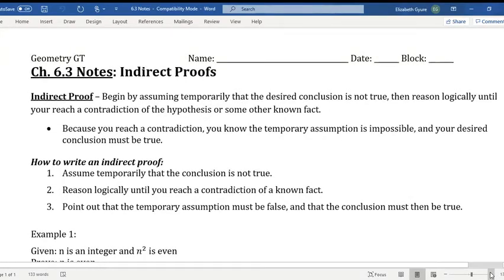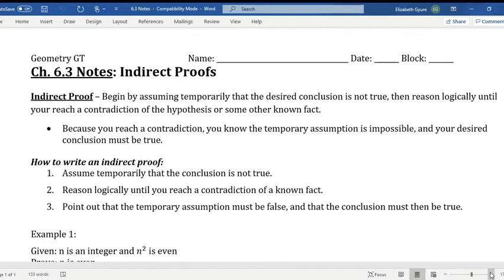Hey everybody, so in 6.3 we're going to be talking about something called indirect proofs. All the proofs you've done up to now are technically called direct proofs, right? They have a clear start point, middle, and end point. Indirect proofs are done in almost like a backwards order.